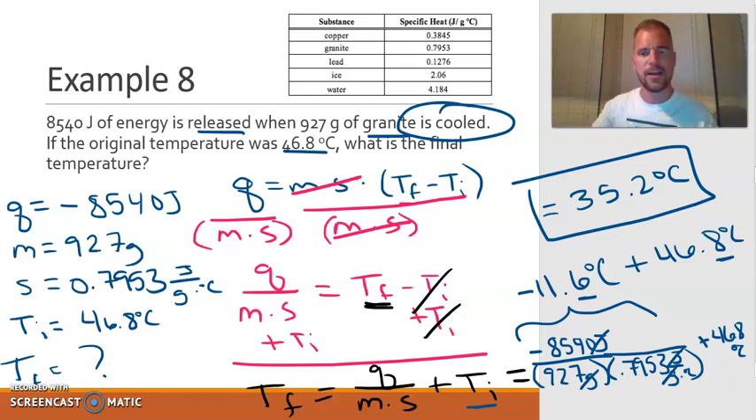I'm so popular. Which means this would have ended up being a higher value for your final temperature, like 50 something, right? And that shouldn't make any sense. If it's being cooled, your final temperature should not be higher. So that's just a little common sense check, just to make sure that you did everything right. So just making sure that if energy is being released, write it out as negative when you're doing your math.